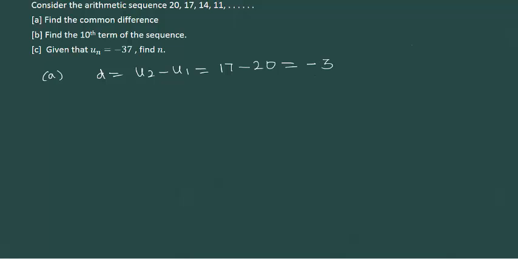So you should not always look for the bigger number minus the smaller number. You should not do u1 minus u2. If you do in this case, it would be 20 minus 17 is 3. So positive 3 makes the sequence increase, but it's a decreasing sequence. So you have to strictly follow second term minus first term. That is 17 minus 20 is minus 3.